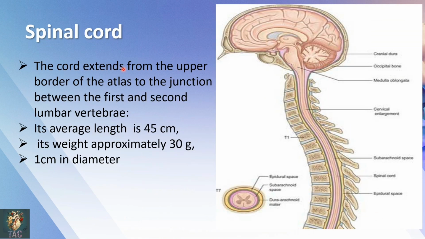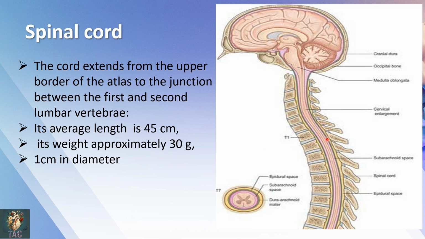The spinal cord extends from the upper border of the atlas vertebra to the junction between the first and the second lumbar vertebra, at the level of the intervertebral disc between these two vertebrae. Its average length is nearly 45 centimeters. Its weight is approximately 30 grams, and it is 1 centimeter in diameter.